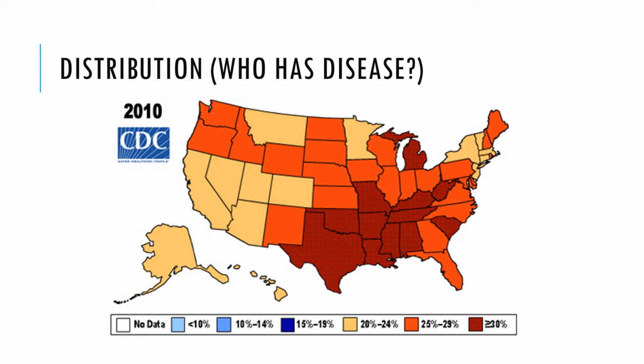So again, this is an example of a map showing distribution. Who has the disease? People in the southeast United States, according to this map, are more likely to be obese than they are in the rest of the country.